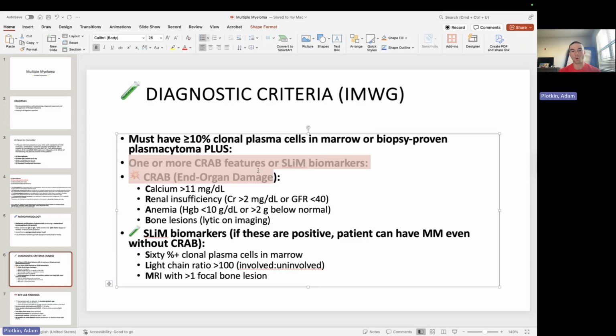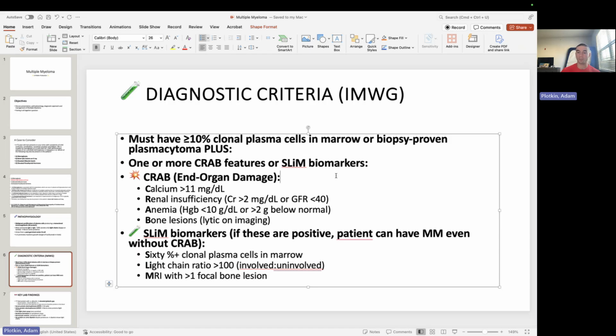So we need one or more of the CRAB features or this SLIM biomarker. SLIM is very new. I want to say it's like 2024, 2025. It might even be a little bit earlier than that. Don't quote me on that. But SLIM is more of a Step 3, IM boards, hematology fellowship question. I put it in here for completeness.